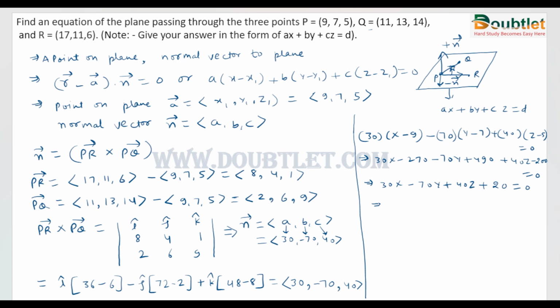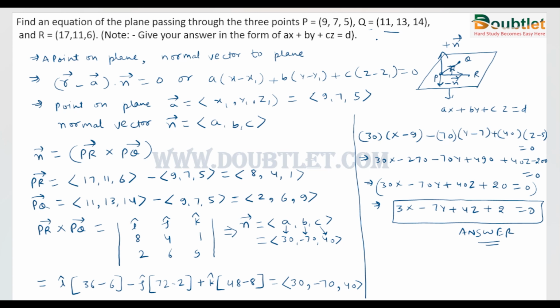So if we take it further, we can write this as the answer, and if you want to take 10 common also, you can write this as 3x minus 7y plus 4z plus 2 is equal to 0. So this is the equation of the plane. And if you want to check whether we have got the correct answer or not, then you have to just put the coordinates of Q or R in this equation in place of x, y, and z, and if this equation is satisfied, then definitely we have got the correct answer. So this is the equation of the plane.